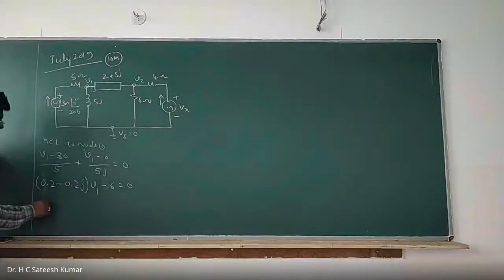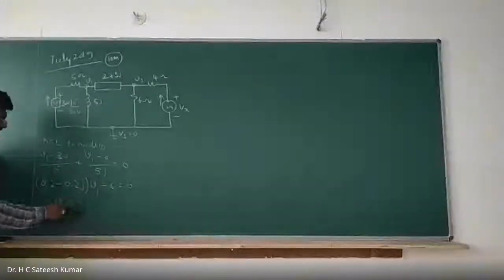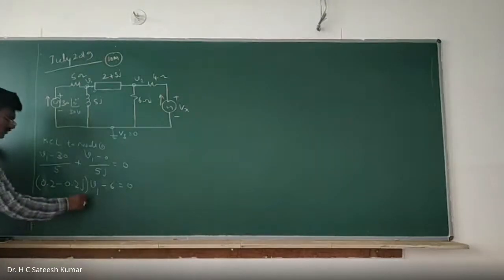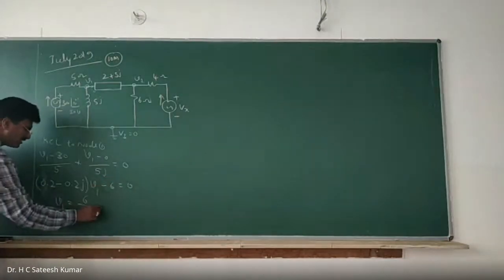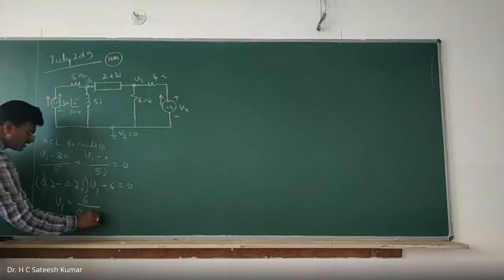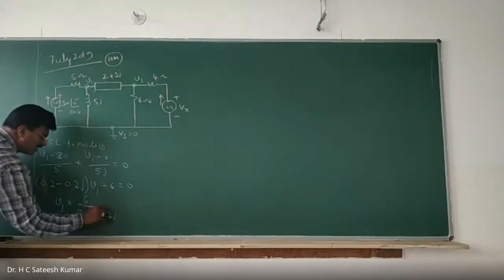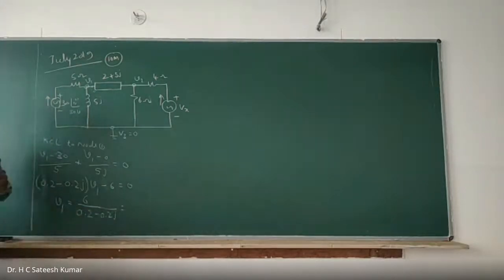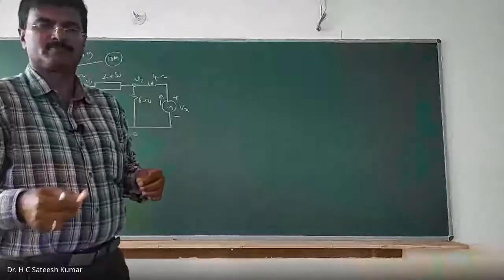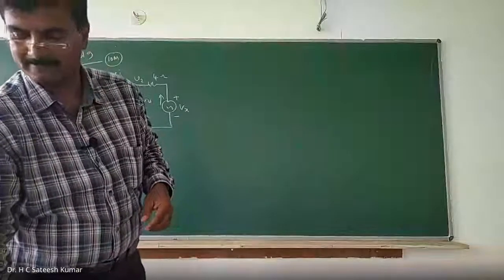Therefore, V1 we get directly from the one equation itself. V1 is equal to, transferring 6 to the right hand side, 6 divided by 0.2 minus 0.2 J. Madam, calculate. Go to complex mode and calculate the values. Madam, can I have that calculator?